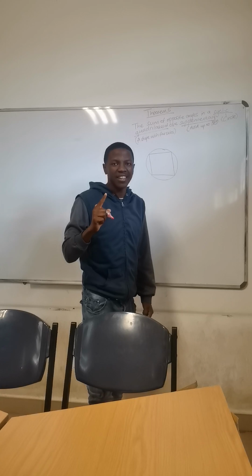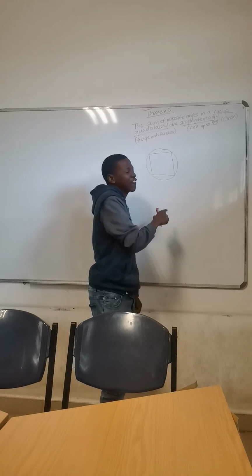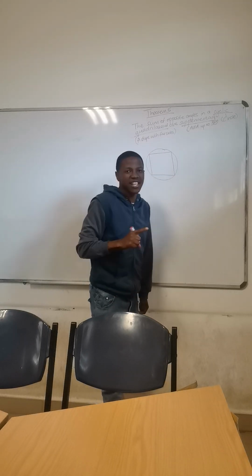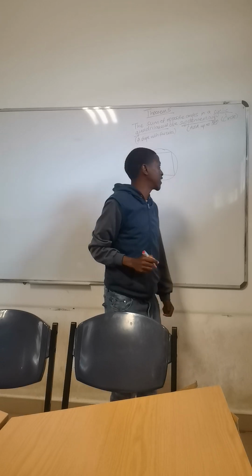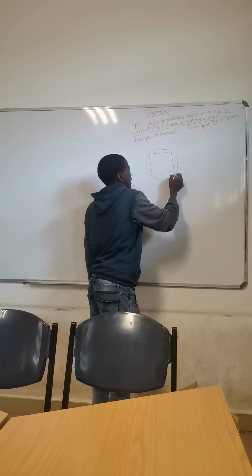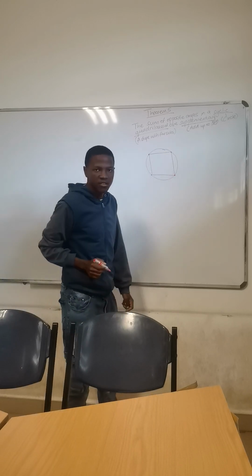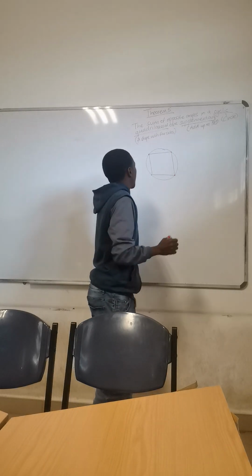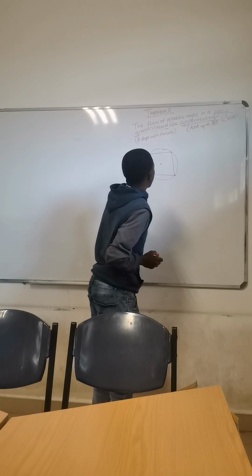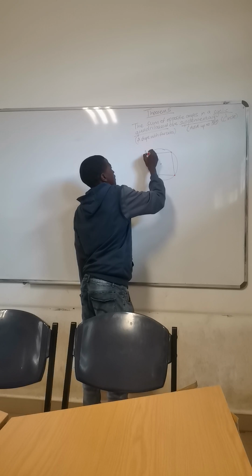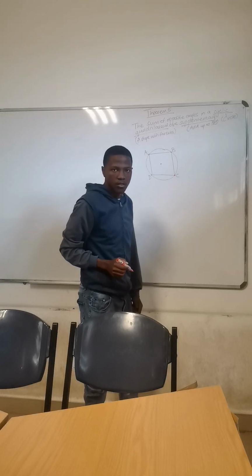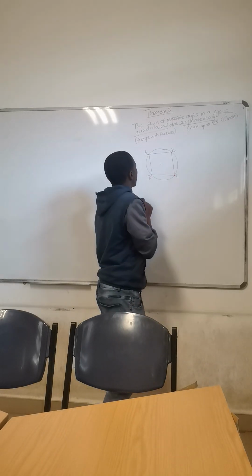Note this. A shape can never be a cyclic quad if all 4 points don't touch the circumference. Do you get it? All the 4 points must touch the circumference. And then we have the center of a circle here. So let's say we have A, we have B, we have C, we have D.